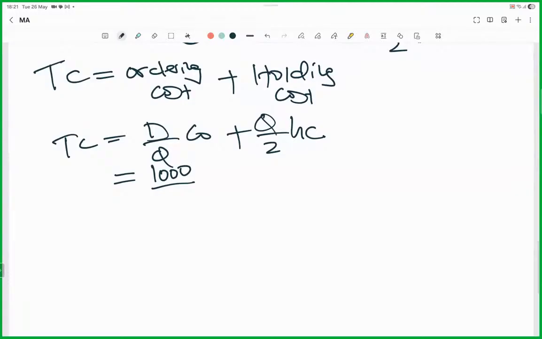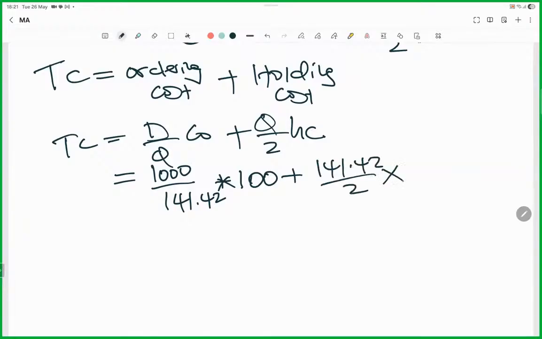141.42 times cost per order, which is what here? 100, plus now Q over 2, the EOQ, which is 141.42 over 2, times holding cost, which is what here? 10. So then this one here will end up giving us what figure? 14.21.